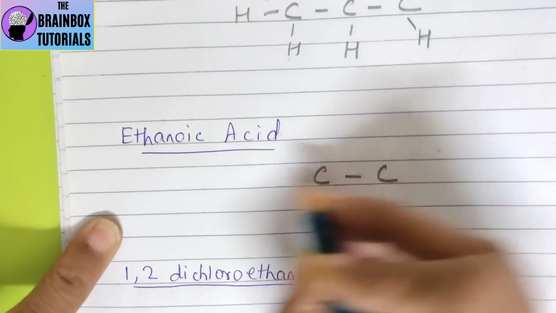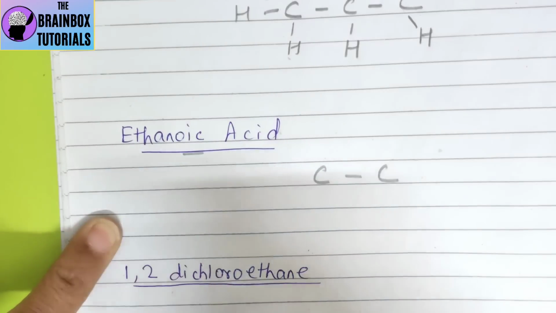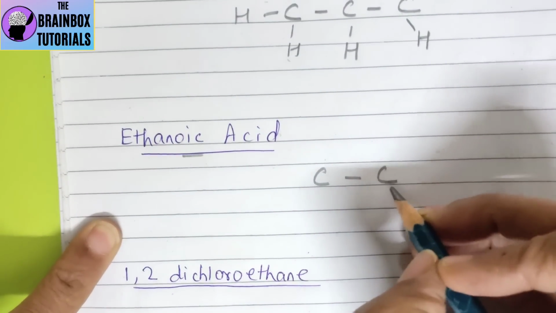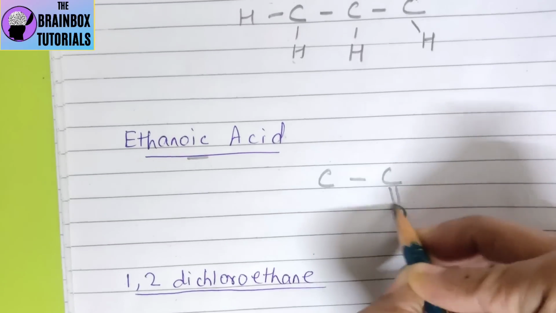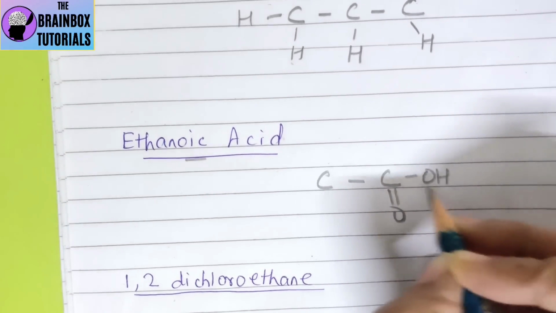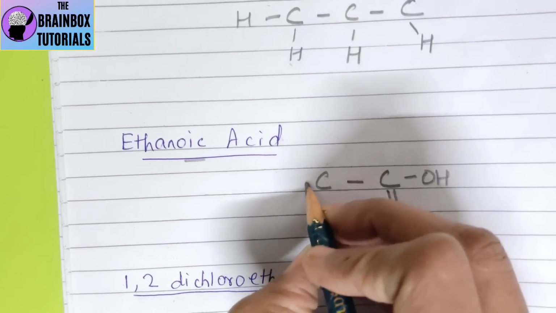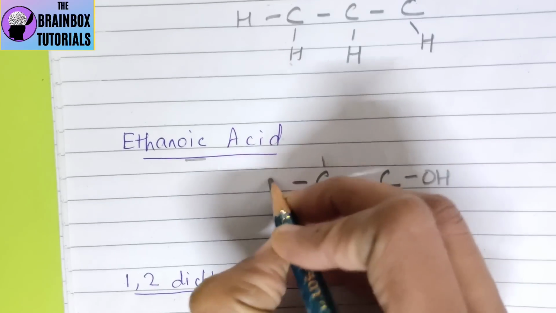Next is ethanoic acid. So 2 carbon. Oic acid, that means carboxylic acid, COOH. So COOH, 1, 2, 3, 4 bonds. Here 1, 2, 3, 4 with H.